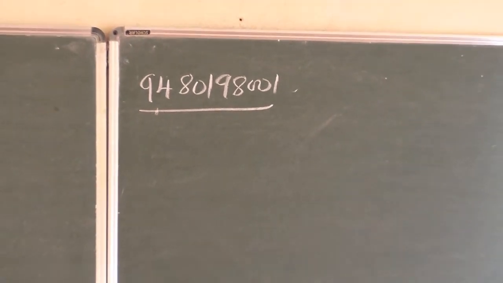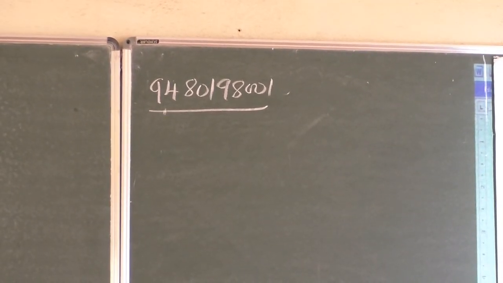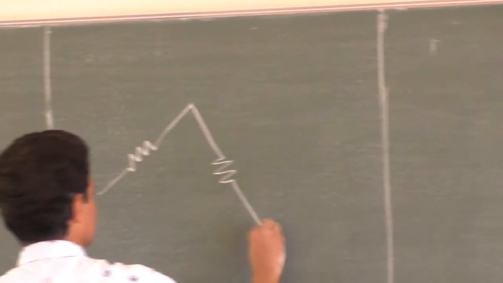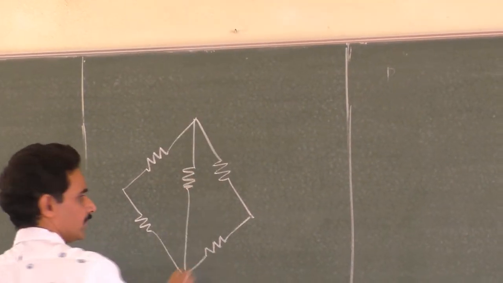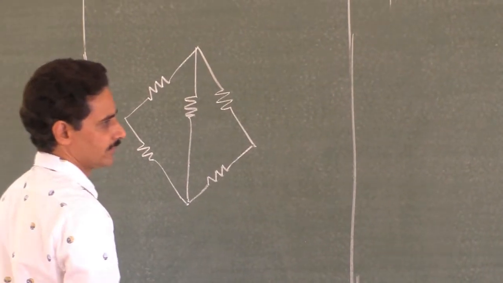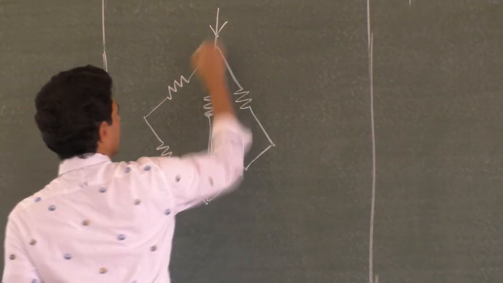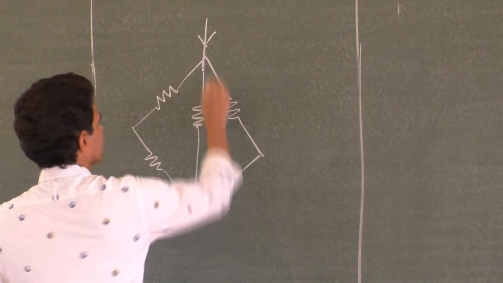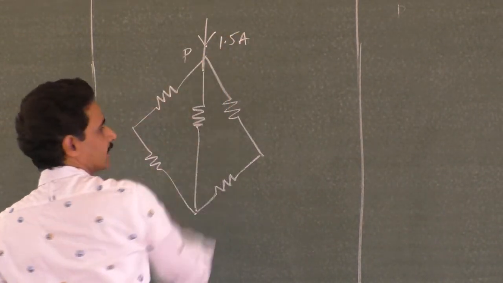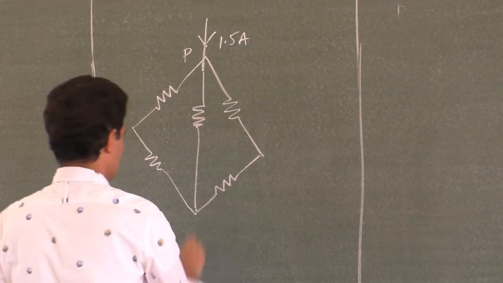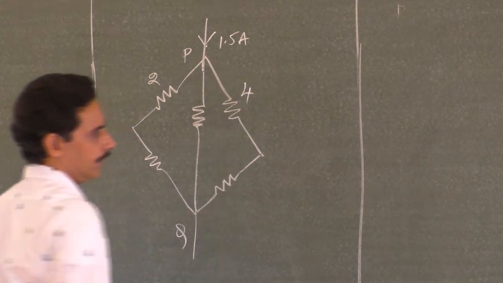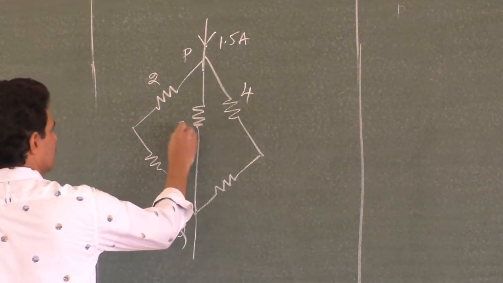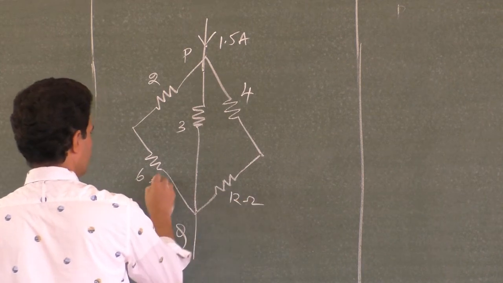Potential difference between the points P and Q in the circuit is, so I will draw it here very quickly, like this. Here you have a circuit which looks like a Wheatstone's network, but you can't treat it as a Wheatstone's network. Here 1.5 amperes of current enters this circuit. P is here and Q is here. Resistances are 2, 4 and 3, 6, 12. Everything in ohm.